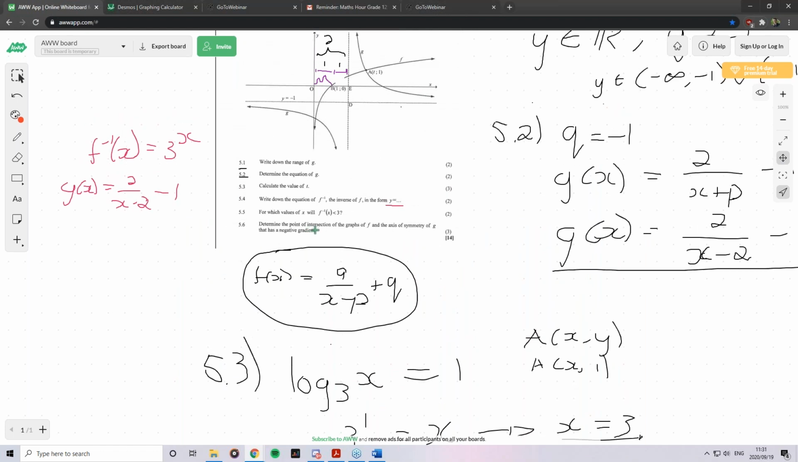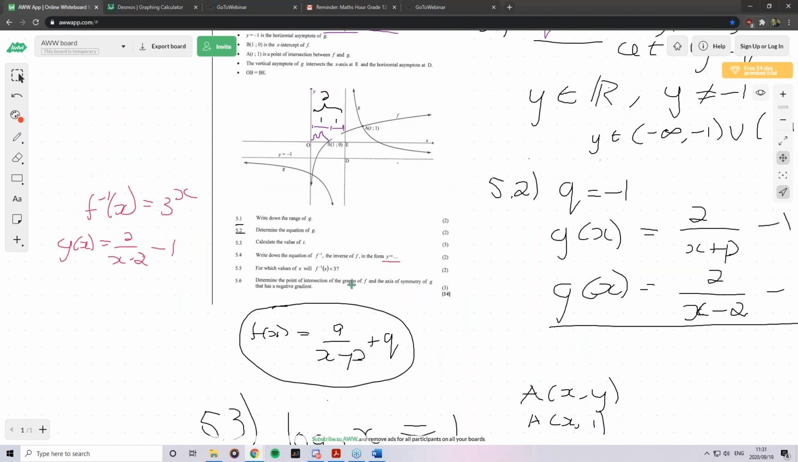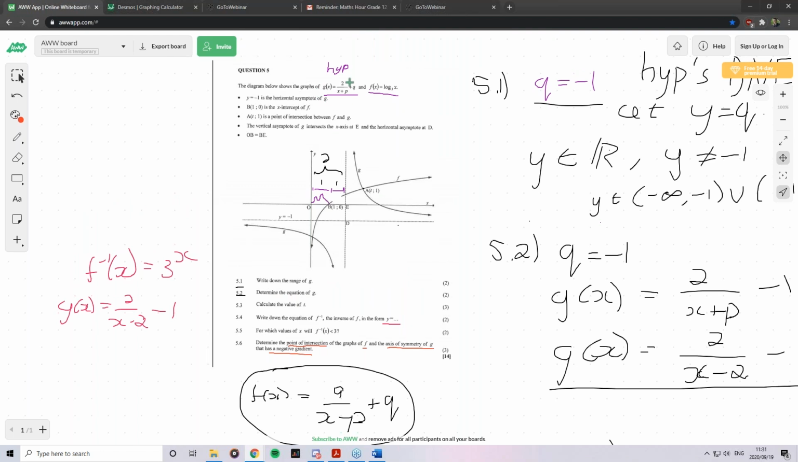Now, determine the point of intersection of the graphs of f and the axis of symmetry of g that has a negative gradient. All right, so that's a lot of wording. Let's unpack this. The point of intersection, so where the two things meet, where they cross each other. The graphs of f and the axis of symmetry of g that has a negative gradient. All right, so what do we notice about g? g is a hyperbola.